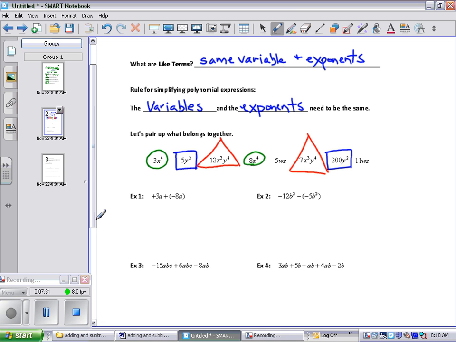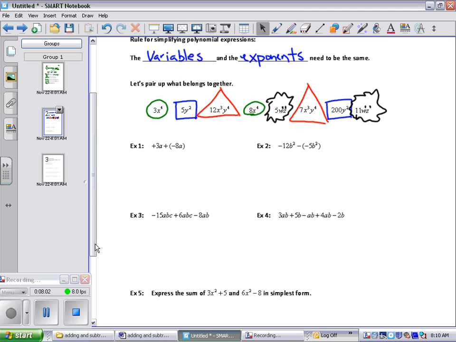And then the last one, my 5wz, has the same variable and exponent as 11wz. Because remember, if there's nothing there, there's really a 1 hanging out with that w, and there's really a 1 hanging out with that z. Same with this 11. There's really a 1 there and a 1. Either case are the same, so if you want to put a squiggly around that, so you know that those are like terms, go ahead and do that.